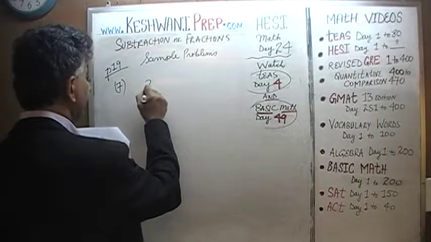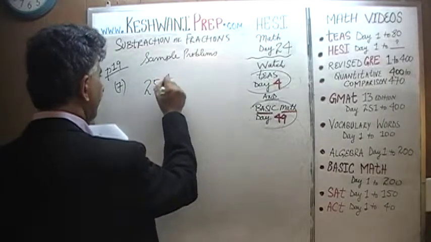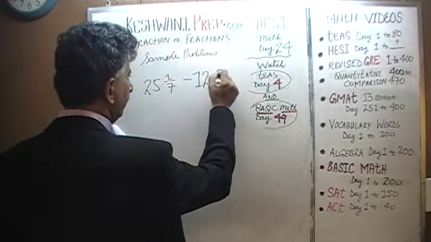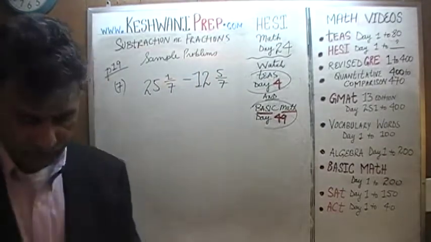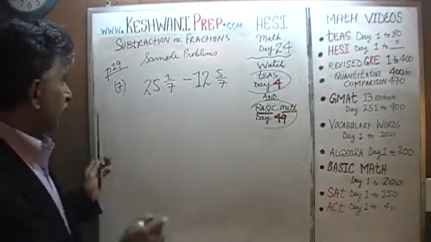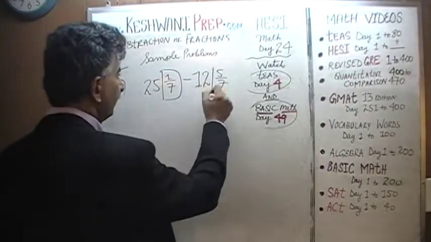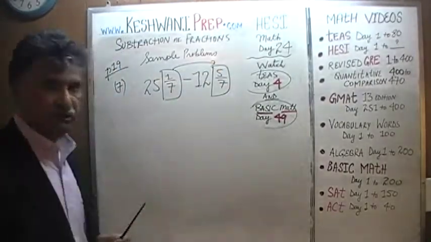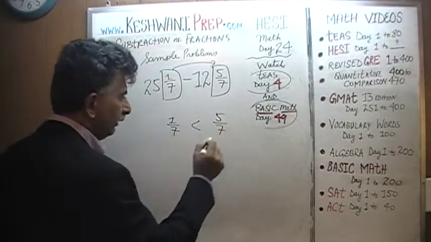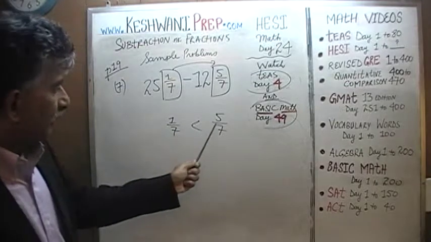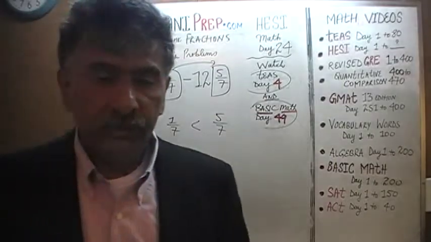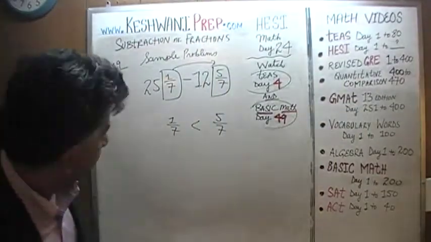Here we have 25 and a seventh minus 12 and 5/7. Now, if you look at the fractions here, we can immediately see that 1/7 is less than 5/7. We're not going to be able to subtract 5/7 from 1/7. So what are we going to do? We're going to have to do some manipulation. We're going to have to do some borrowing. So here's what we're going to do.